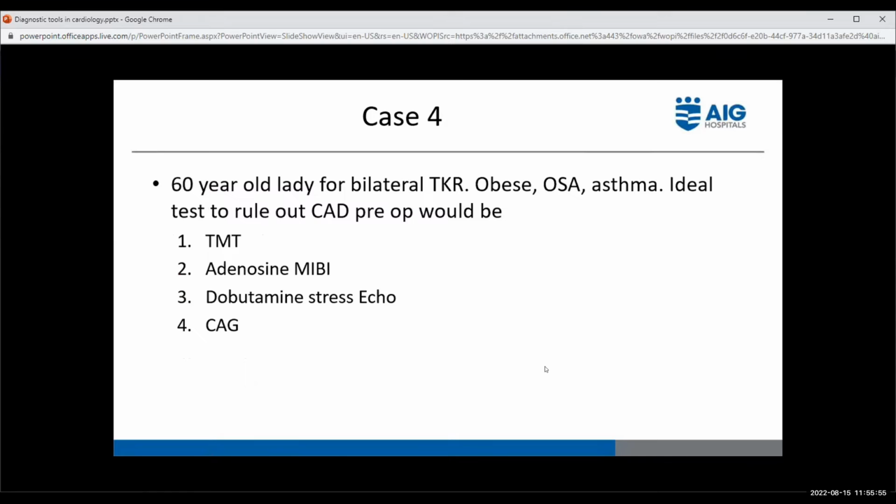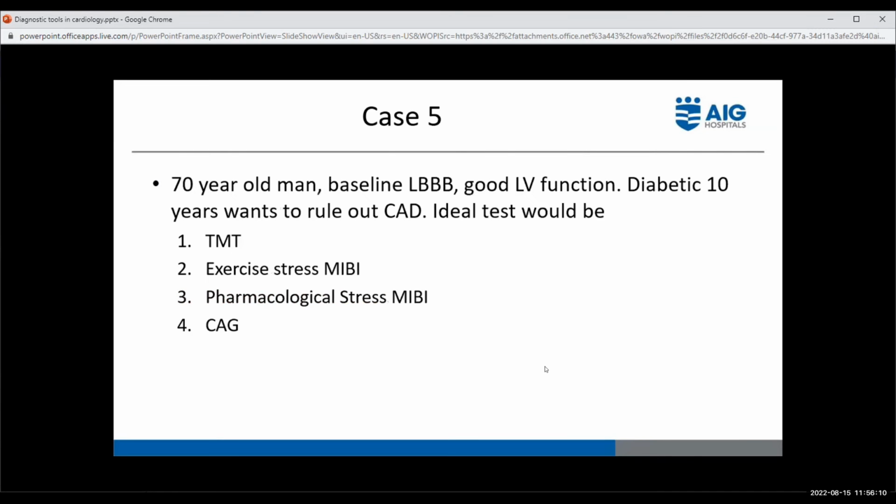In case 4, a 60-year-old lady with preoperative bilateral TKR. The patient is coming for knee replacement and can't exercise, so TMT is ruled out. So the ideal test to rule out is the dobutamine stress echo. In case 5, a 74-year-old elderly male with baseline LVH, with good LV function, stress echo and TMT were ruled out, and stress SPECT is the option.